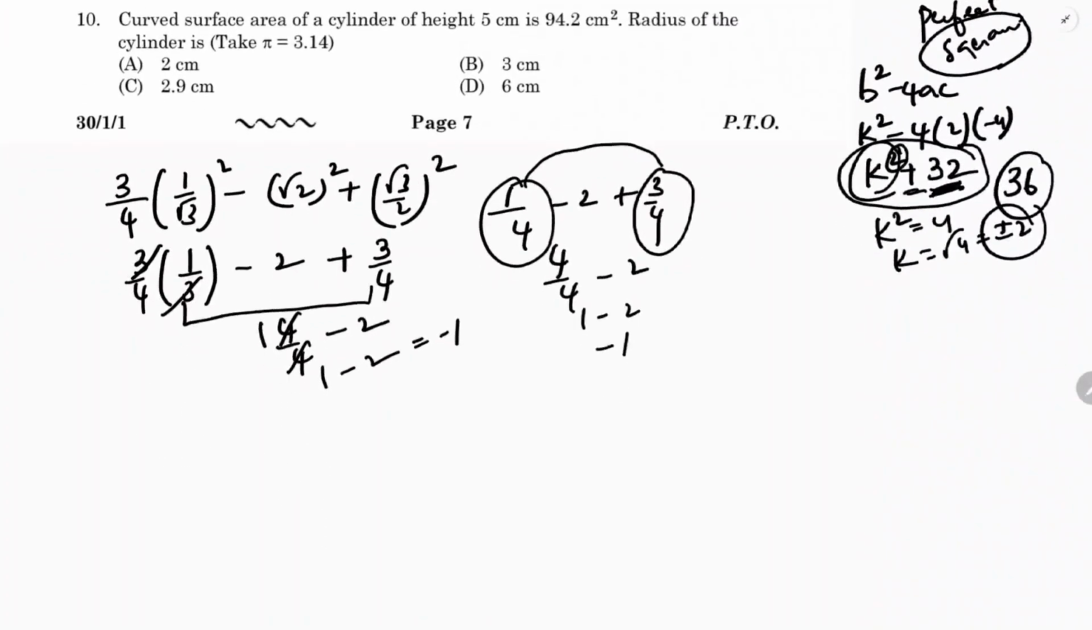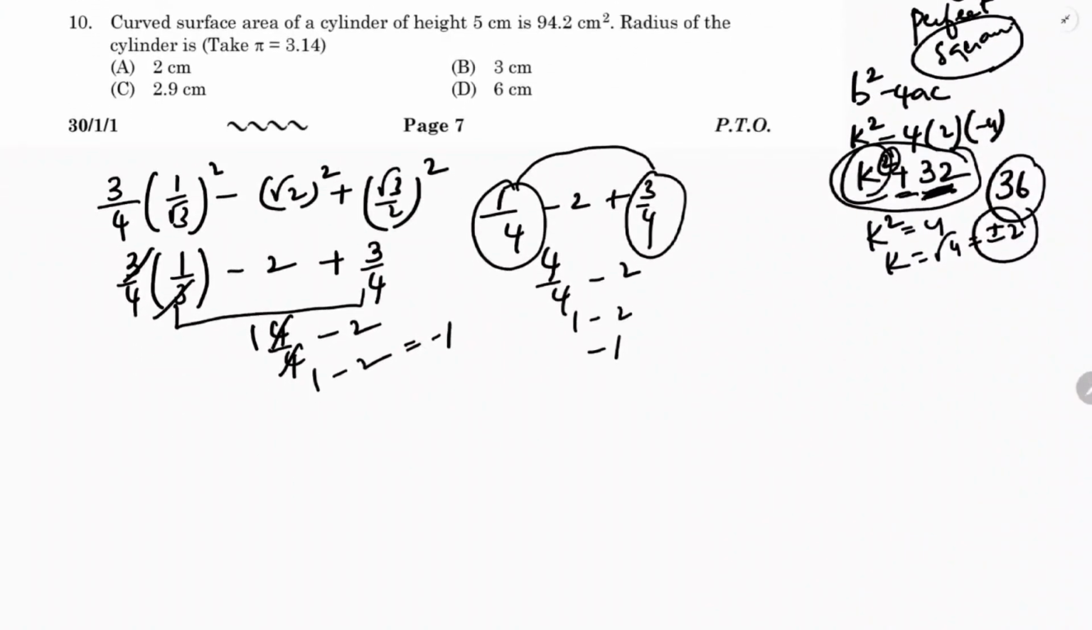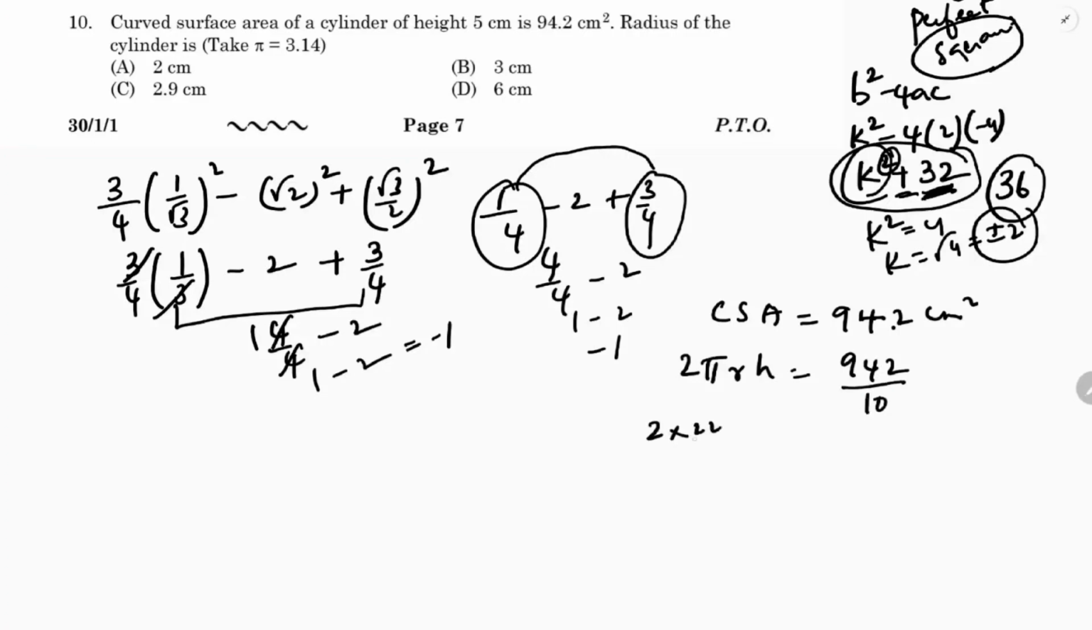Next one, curved surface area of a cylinder. The curved surface area of a cylinder is 94.2 centimeters square. So 2 pi r h is 942 by 10, if we take out the decimal. So 2 into pi into radius, we need to calculate, and pi they told 3.14. So I'll write it as 314 by 100 into r into h, which is 5.